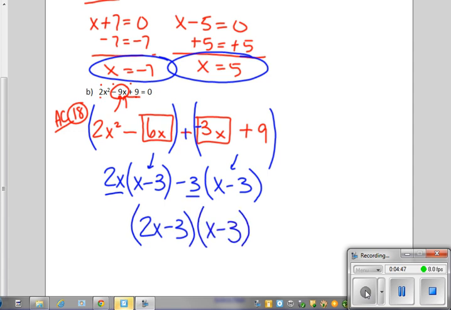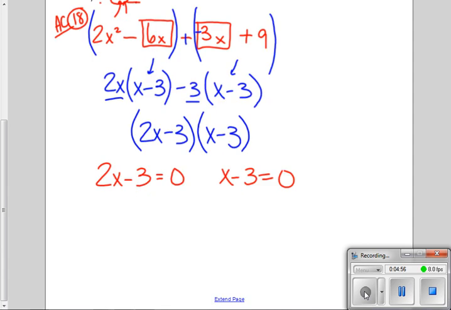Now that you have two binomials, what you need to do is set them equal to 0 to use that zero product property to find out your x-intercepts. I've set both binomials equal to 0. Now I could go ahead and solve for x in both of these problems.